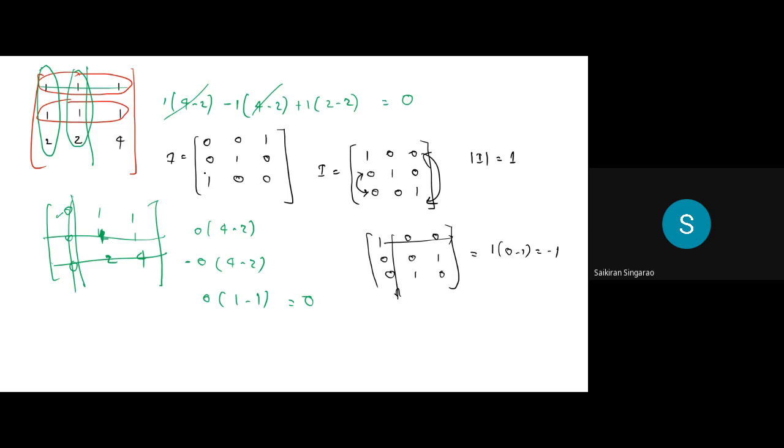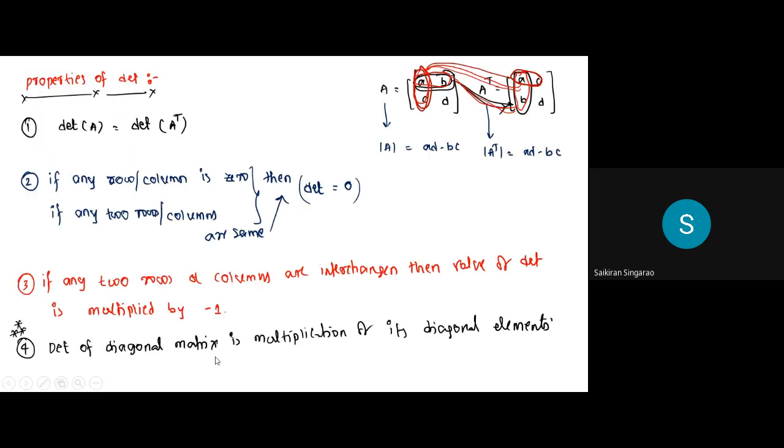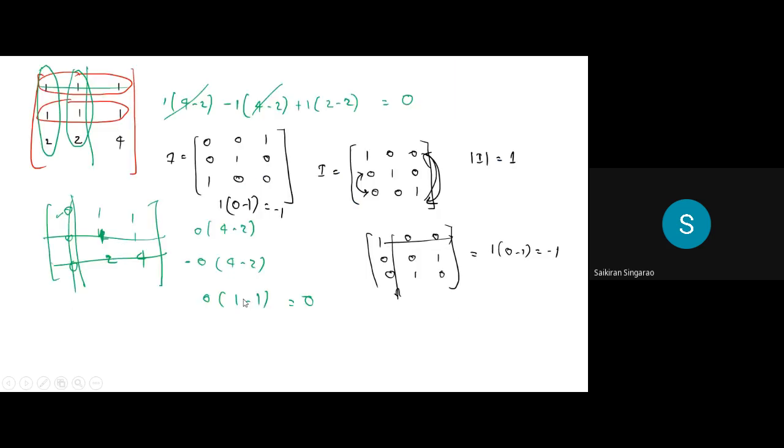Now if you expand, let me expand it using this 1. So 1 into, this is 0 minus 1, definitely minus 1. So any two rows or any two columns you interchange, definitely the value of the determinant will get multiplied by minus 1. Did you understand this point?